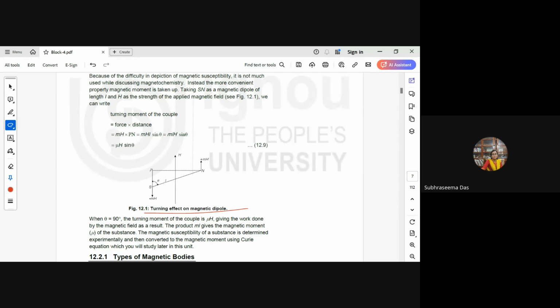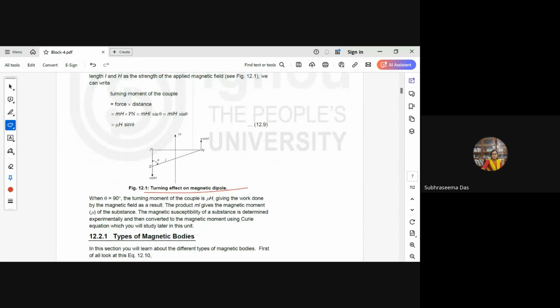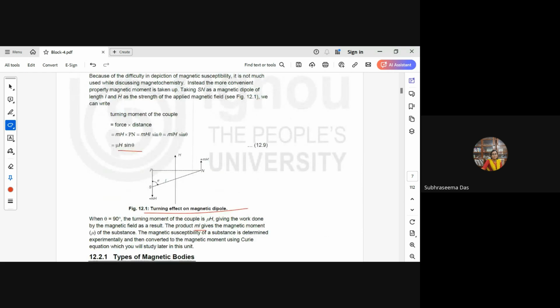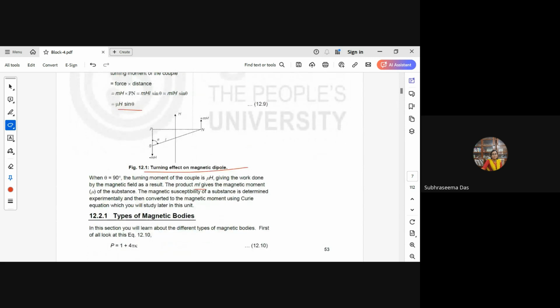So in most cases we talk about magnetic moment, which is given as mu. This mu is the product of m and l, where m is the pole strength and l is the length of the dipole. So mu is equal to m l. Most of the time we talk about magnetic moment, that is mu equals m l.